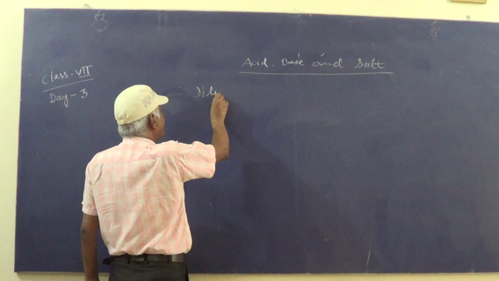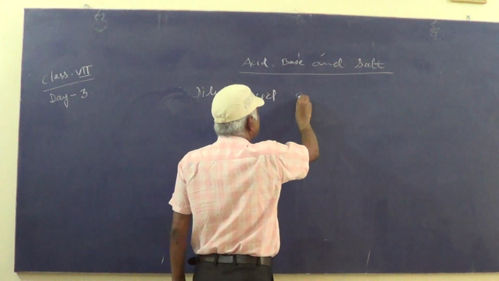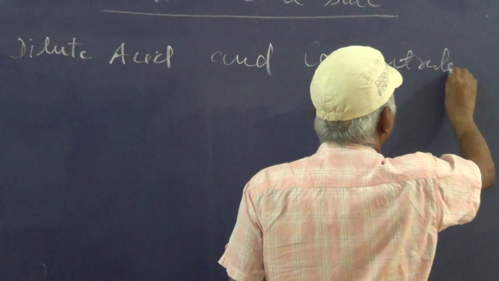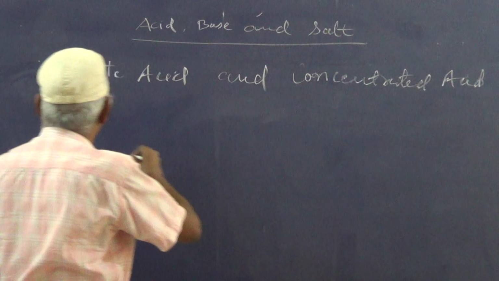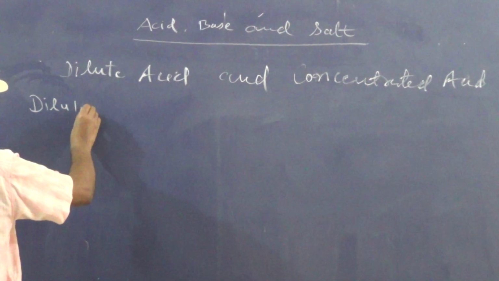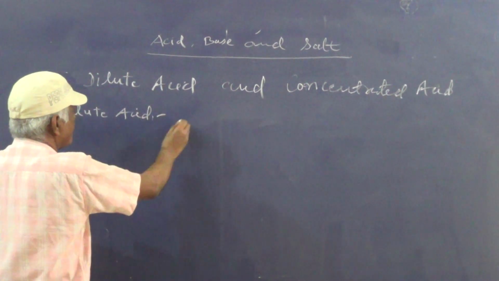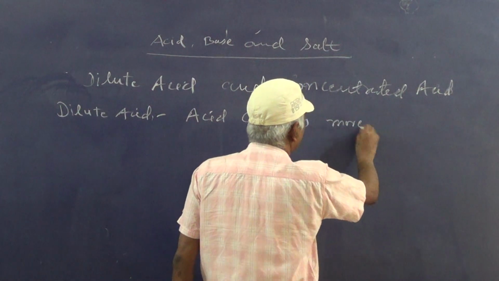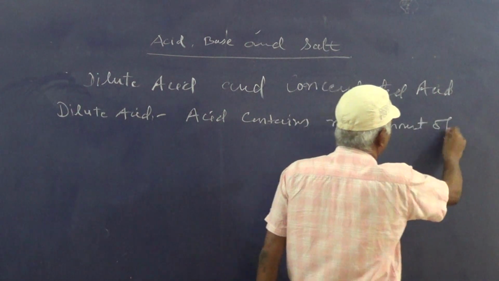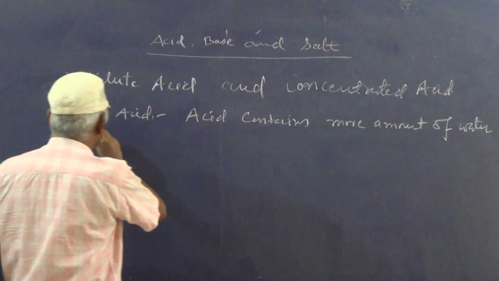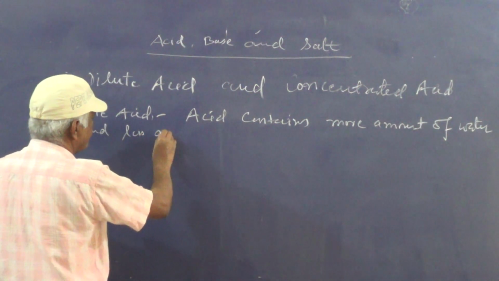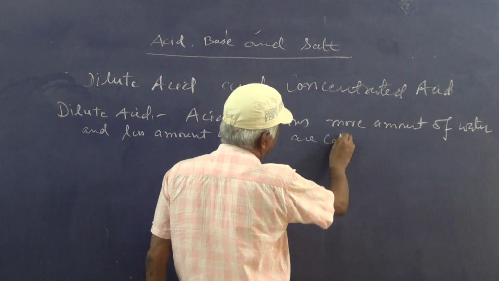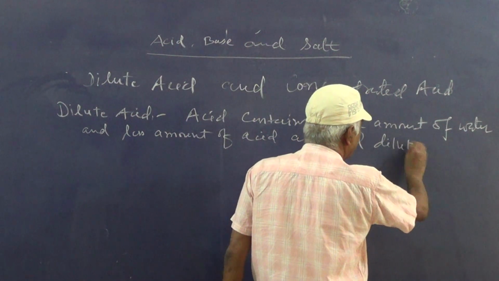Now, dilute acid and concentrated acid. Dilute acid. Acid containing more amount of water and less amount of acid are called dilute acid.